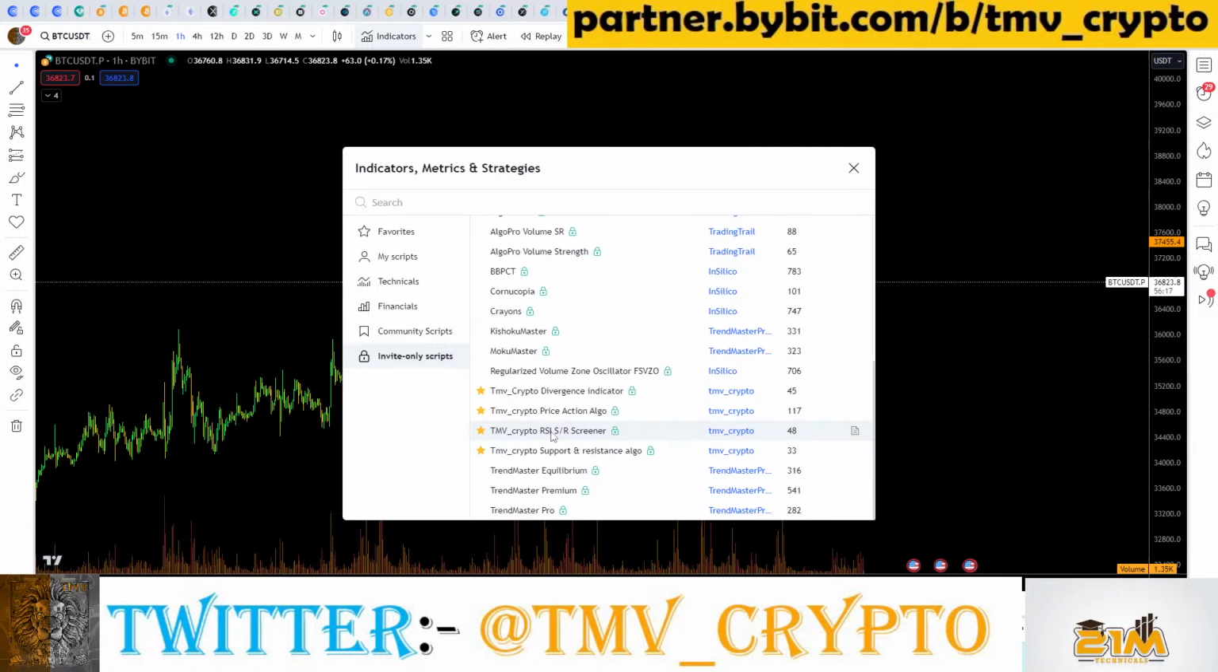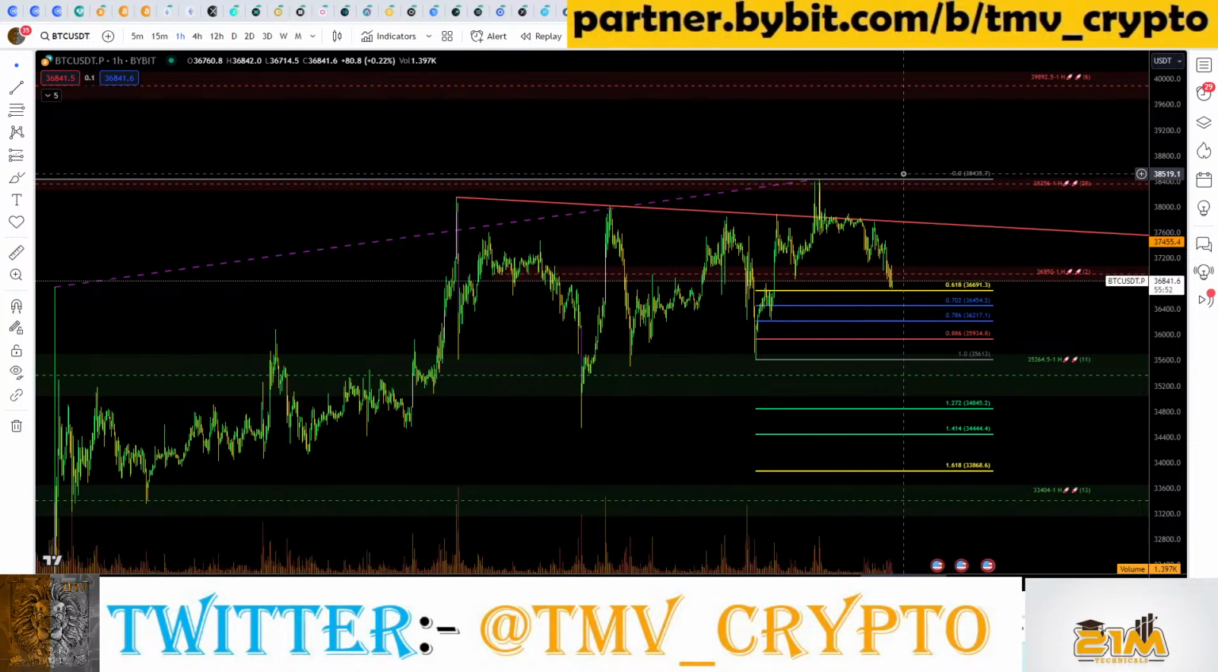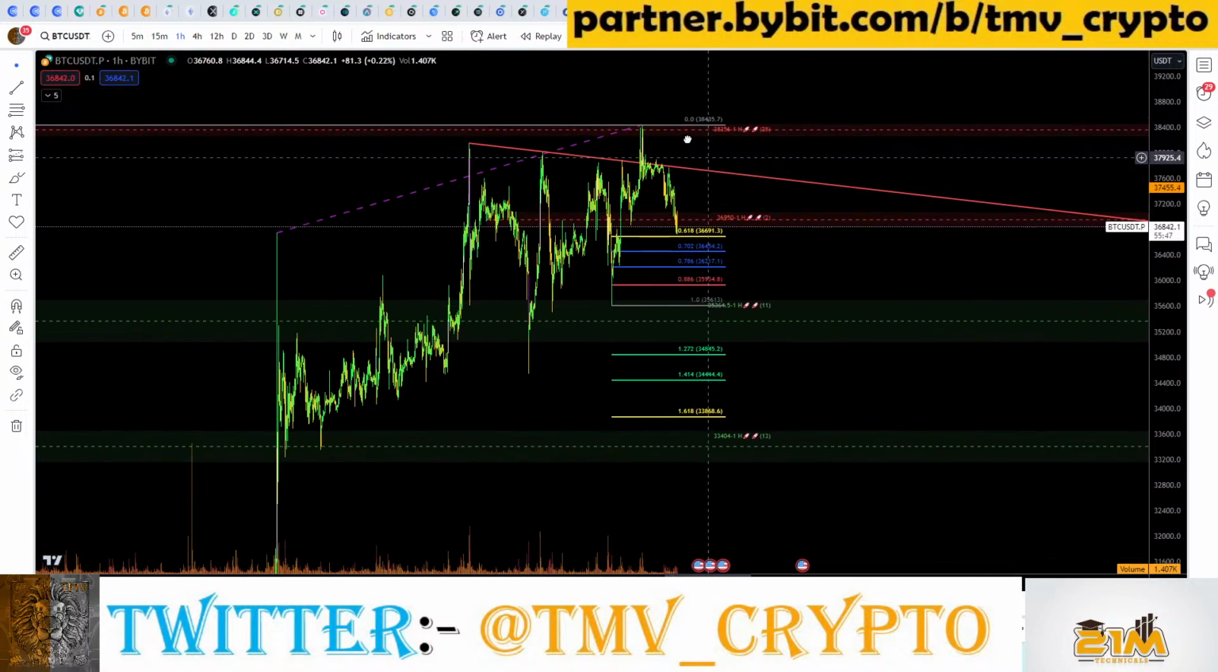It's a very unique screener that we have. It finds RSI support and resistance levels and paints your candles so that it gives you accurate tops and bottoms, or it tells you where exactly the price might find a top and bottom. Now we have the TMV underscore crypto support and resistance algo. So let's go to that. Click on the TMV underscore crypto support and resistance algo. As soon as you click it, it's going to draw something like that over here.